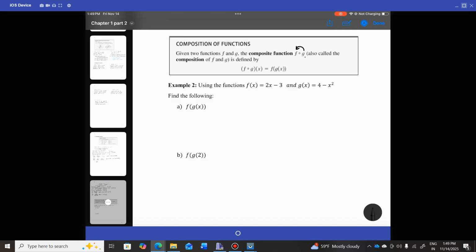So if f of x is 2x minus 3 and g of x is 4 minus x squared, then what we're going to do is put 4 minus x squared into our f of x. So this is going to be 2 times 4 minus x squared, minus 3. And then we simplify. 8 minus 2x squared minus 3. And so 5 minus 2x squared. Now, domains for these, it's all real numbers.